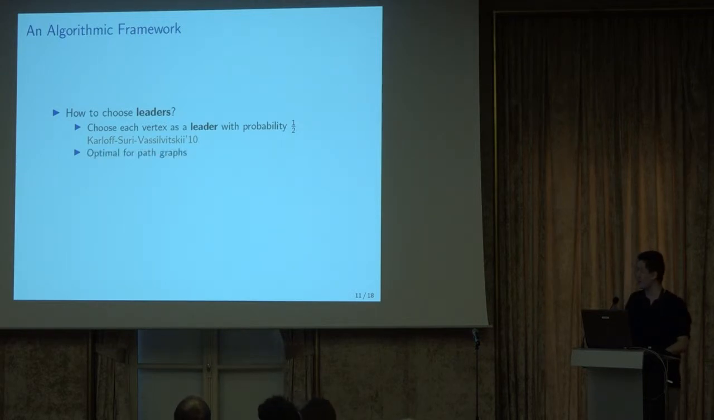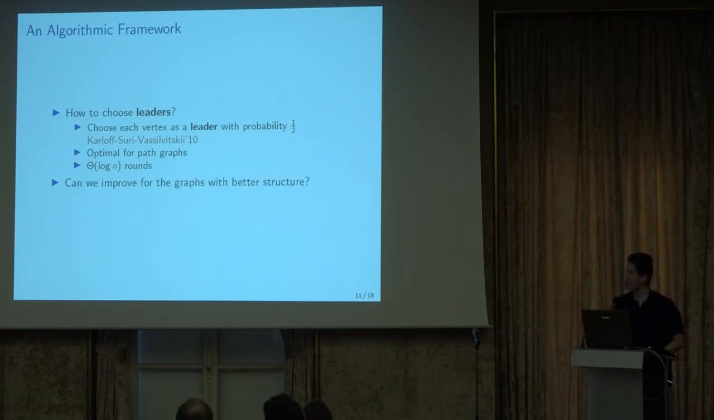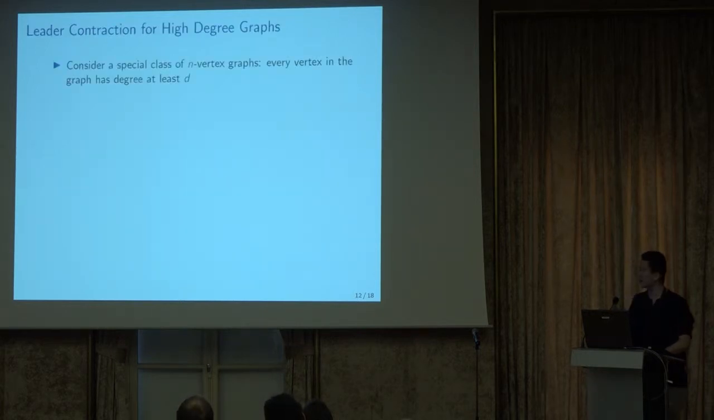And actually, this is almost optimal for the path graphs. But if you choose probability 1/2, then you always need log n number of rounds, because each time there are always a constant fraction of the vertices that will be leaders. So can we do better if the graph has a better structure? The answer is yes. So we consider a graph with n number of vertices.